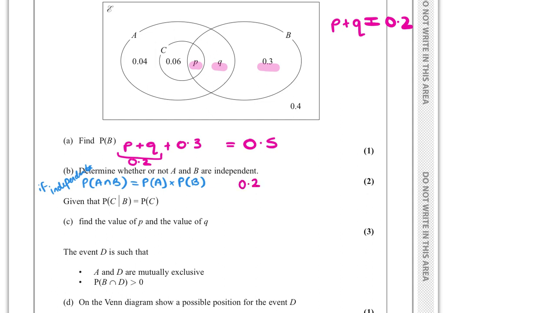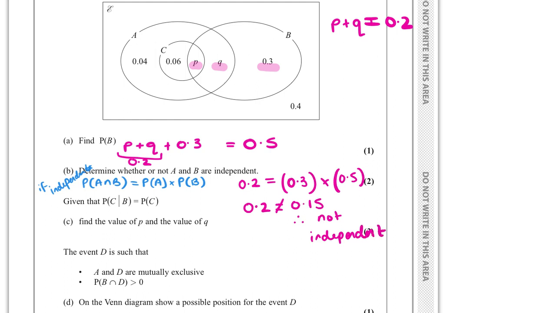The probability of A intersection B is PQ, which is 0.2. What is the probability of A? Now the probability of A is in fact 0.04, 0.06, P plus Q. Is everyone happy this is 0.3? Yeah, P plus Q is 0.2, so this is 0.3 multiplied by the probability of B, which we know is 0.5. Now, 0.2 does not equal 3 times 5, which is 15, isn't it? So this is 0.15. They do not equal the same, therefore not independent. Perfect.